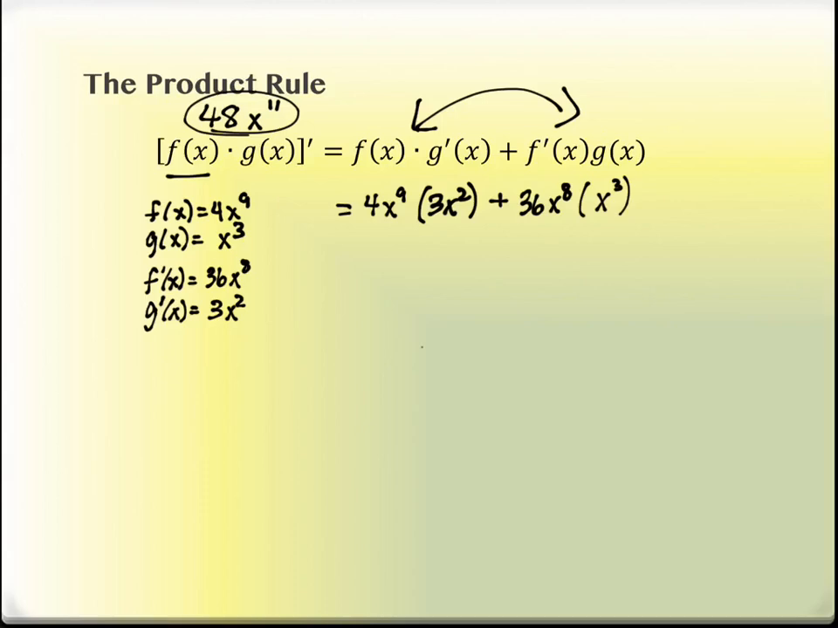So in the first one, I have 4 times 3, which is 12. X to the 9th and x squared is x to the 11th. That's good because we're supposed to be getting some x to the 11th, right? And then I've got 36 times 1, or 36. X to the 8th and x cubed is x to the 11th again. And what is 12x to the 11th plus 36x to the 11th? 48x to the 11th. It is 48x to the 11th.